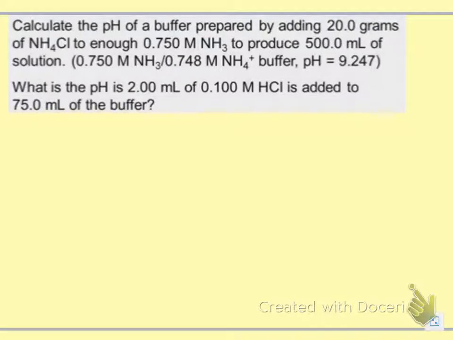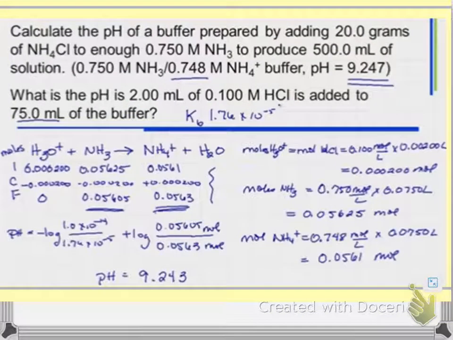We want to calculate the pH of a buffer prepared by adding 20 grams of ammonium chloride to enough 0.75 molar ammonia to produce 500 milliliters of solution. If you remember, we worked this problem earlier, and so what we already know is we have this molarity of the base, this molarity of the acid, and our pH in that system was 9.247. Alright, so let's take a look at what would happen to the pH if we add 2 milliliters of 0.1 molar HCl.